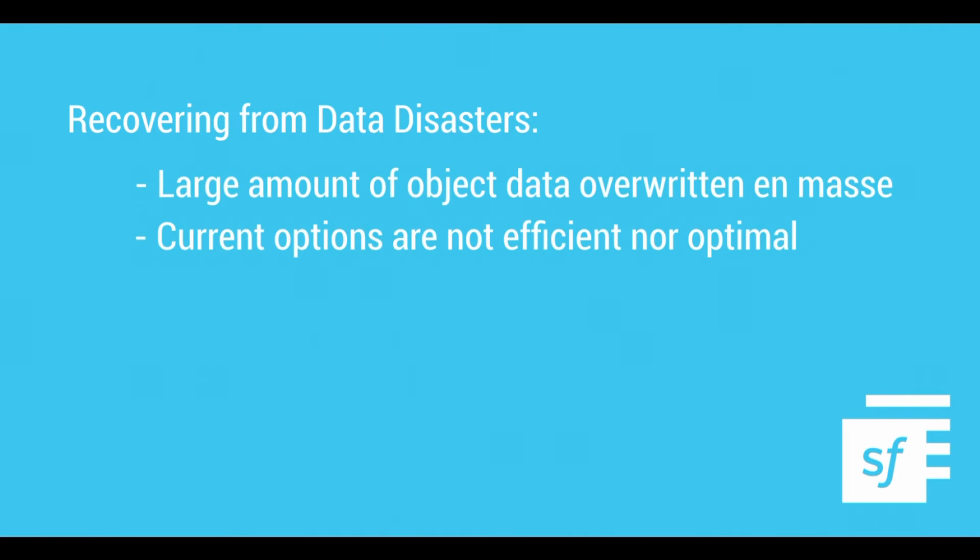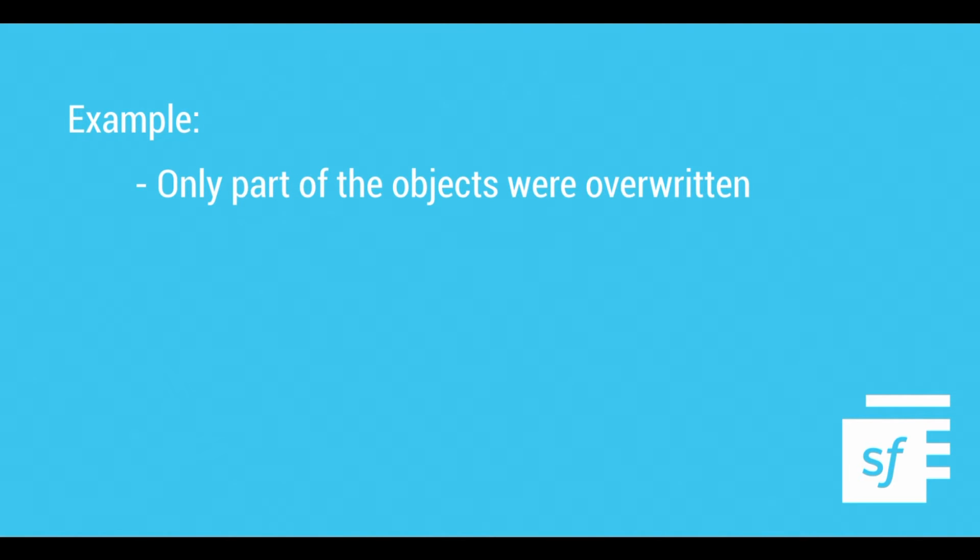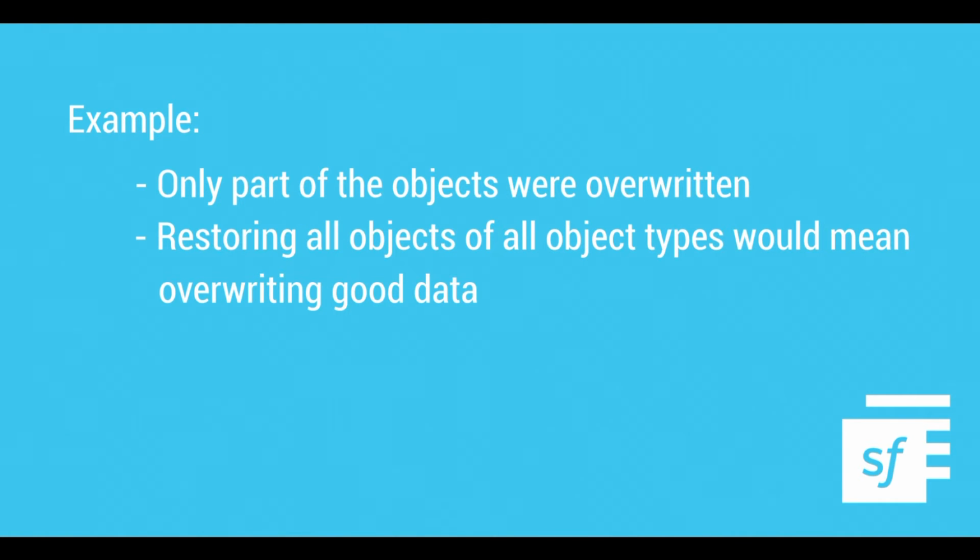One such use case for restoring back to the same org is recovering from data disasters. If there is a situation where object data got overwritten en masse and needs to be recovered, the options available are not efficient or optimal. It could be that only part of the objects were overwritten and need to be recovered, and so restoring all objects of all object types would mean overwriting good data.